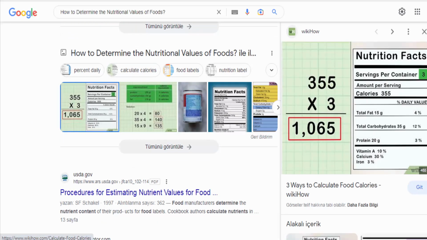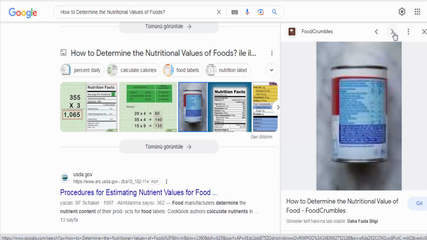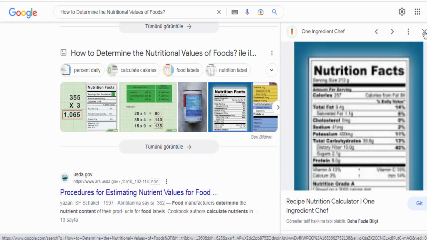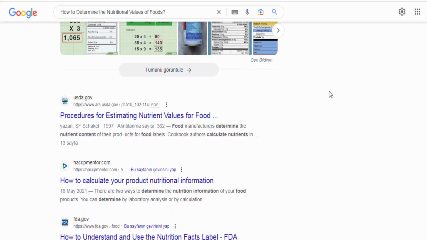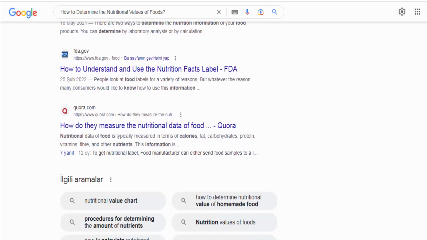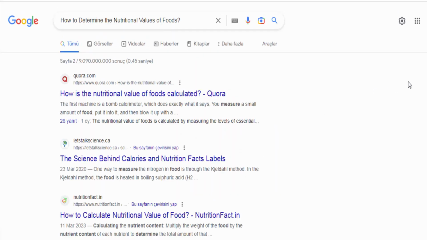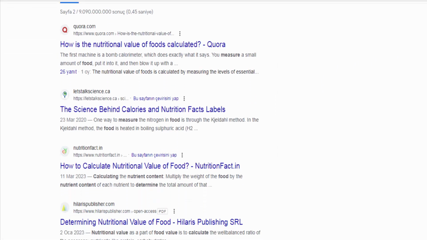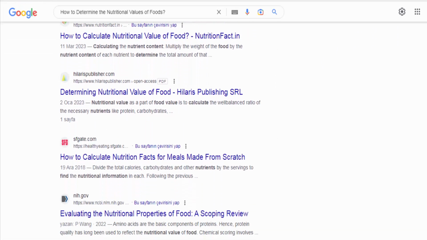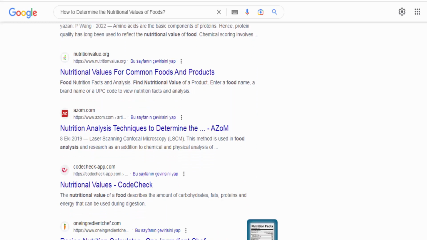Laboratory analysis. The most accurate method for determining the nutritional composition of a food is through laboratory analysis. This involves breaking down the food into its various components and analyzing them for their nutritional content. Laboratory techniques such as proximate analysis, spectrophotometry, chromatography, and calorimetry are used to measure macronutrients, carbohydrates, proteins, fats, micronutrients, vitamins, minerals, and other components like fiber and water content.